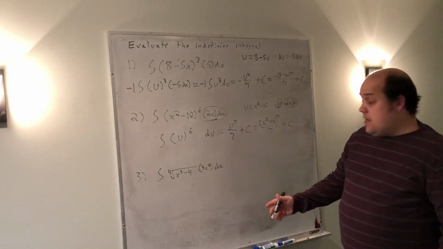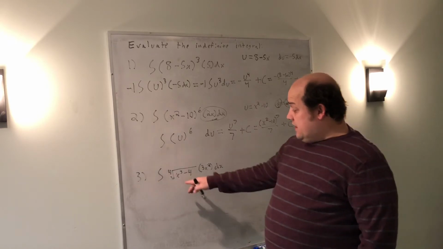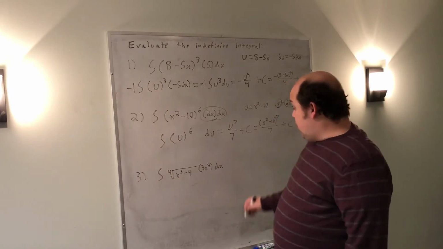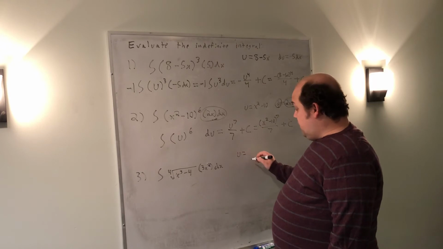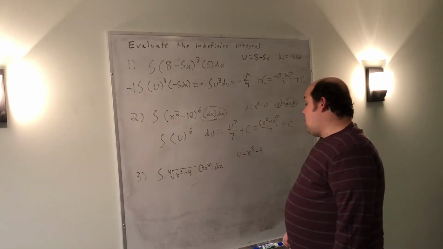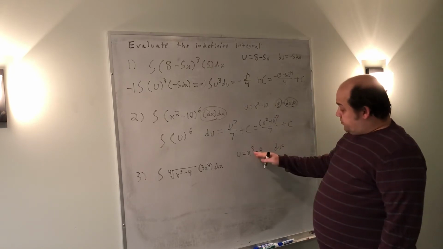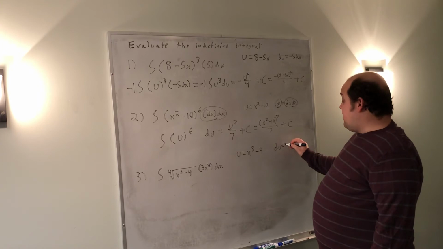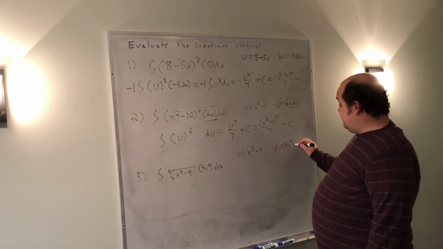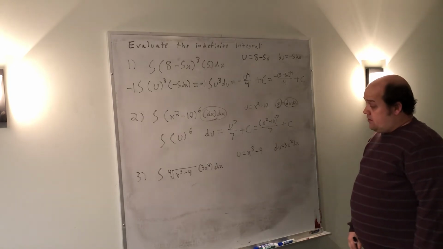For number 3, here we have something under the fourth root. So the thing that's under the root sign is going to be our u. In this case, u equals x cubed minus 4. When I take the derivative, the left side becomes du. This 3 comes down, gives me 3x squared dx. And this negative 4 goes away.